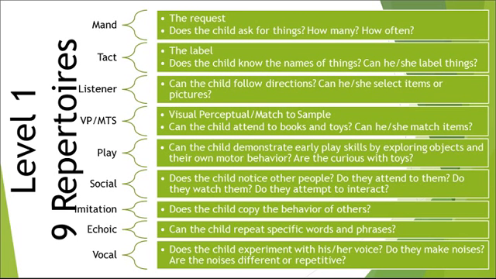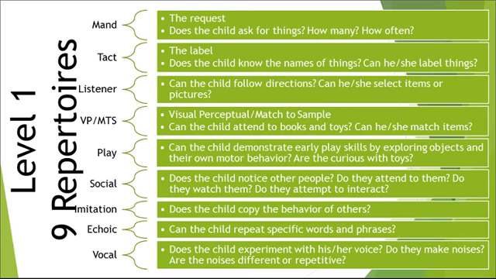Play is next. Can the child demonstrate early play skills by exploring objects and their own motor behavior? Are they curious with toys? Are they running? Are they jumping? Are they playing? The next one is social. Does the child notice other people? Do they attend to other people? Do they typically watch them? Do they attempt to interact with them? Kind of where does the child fall on that social aspect?